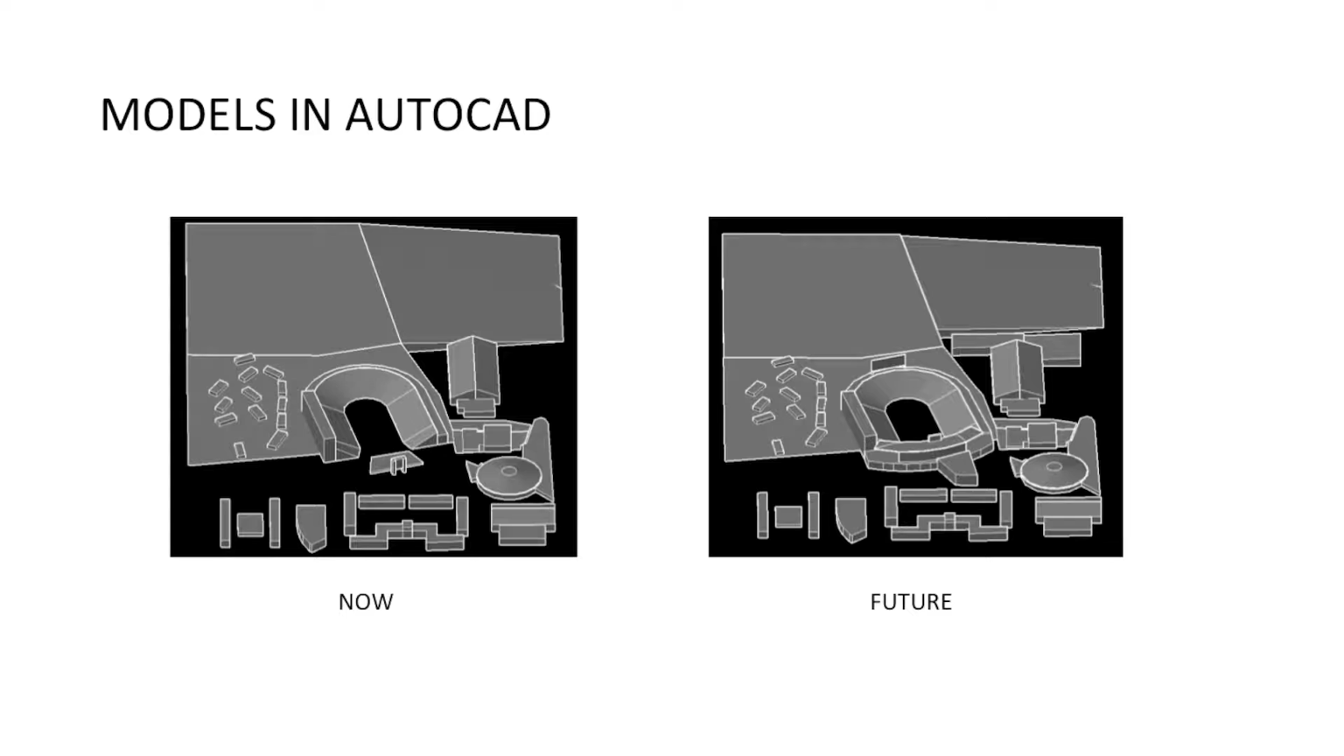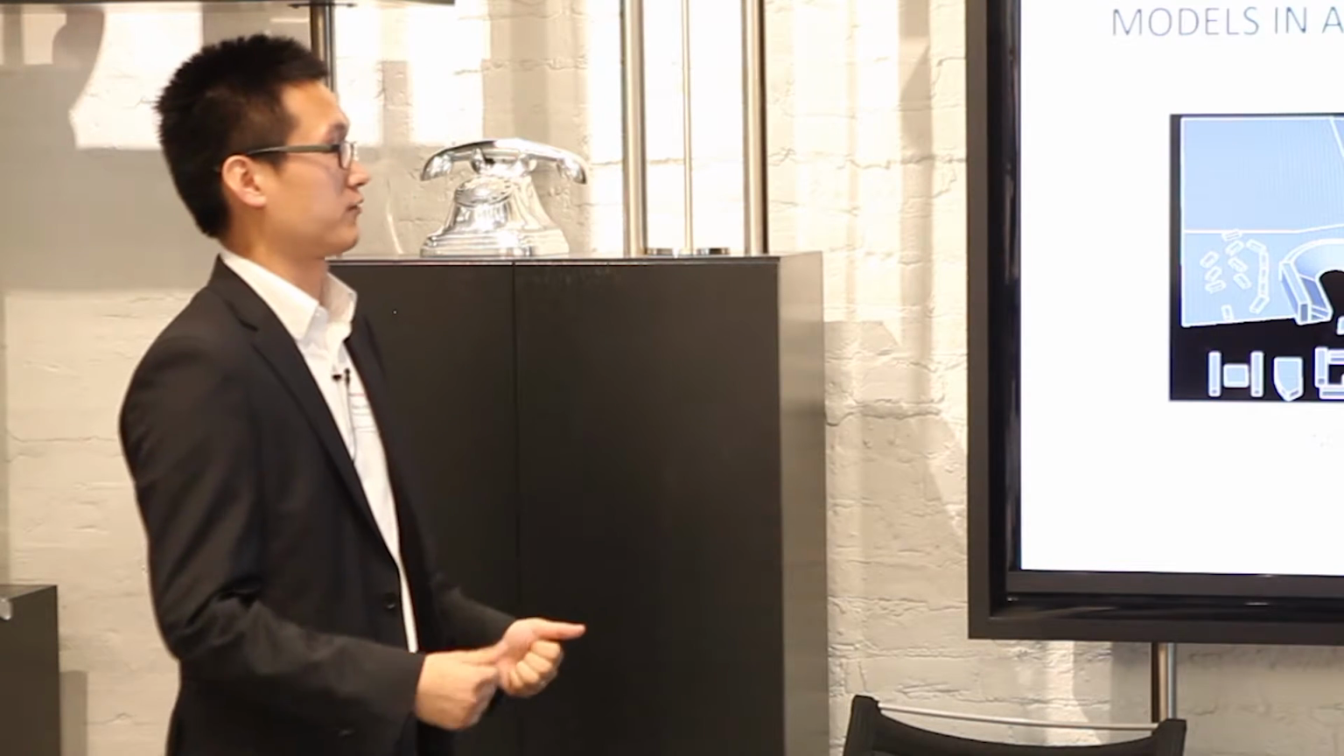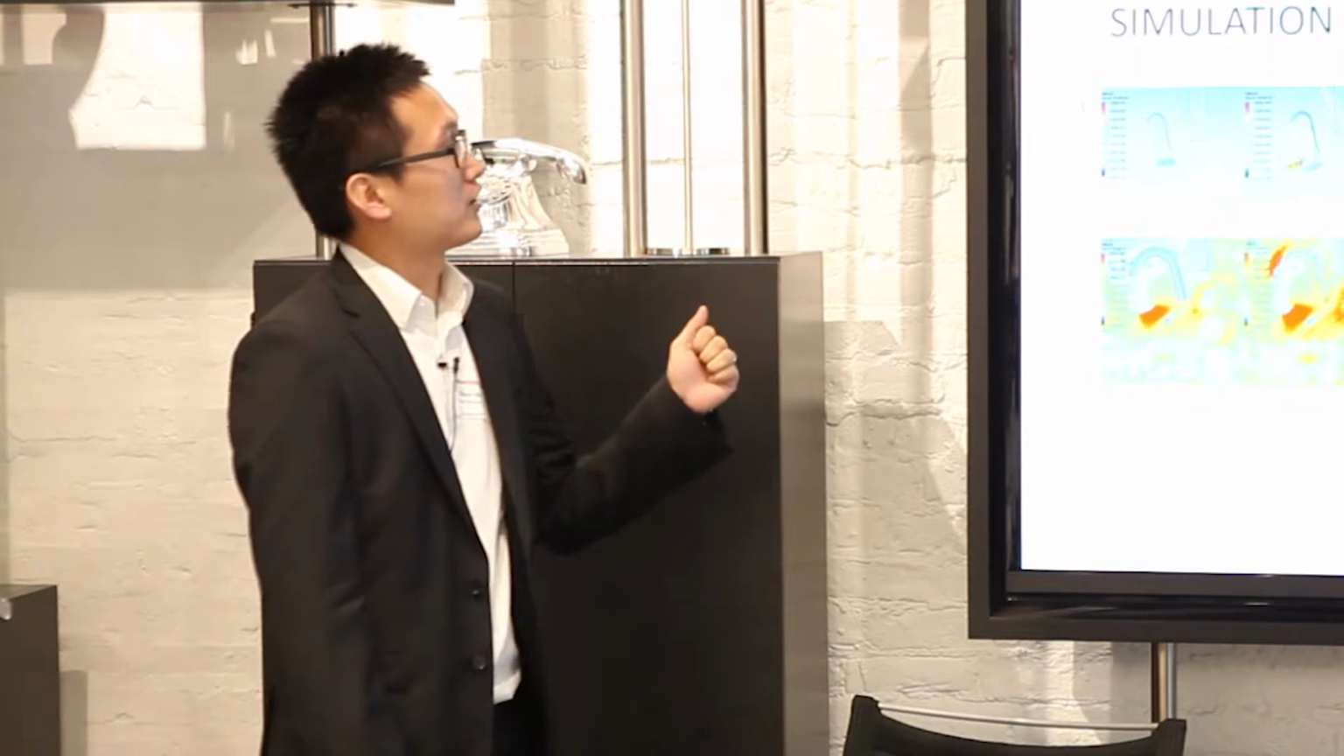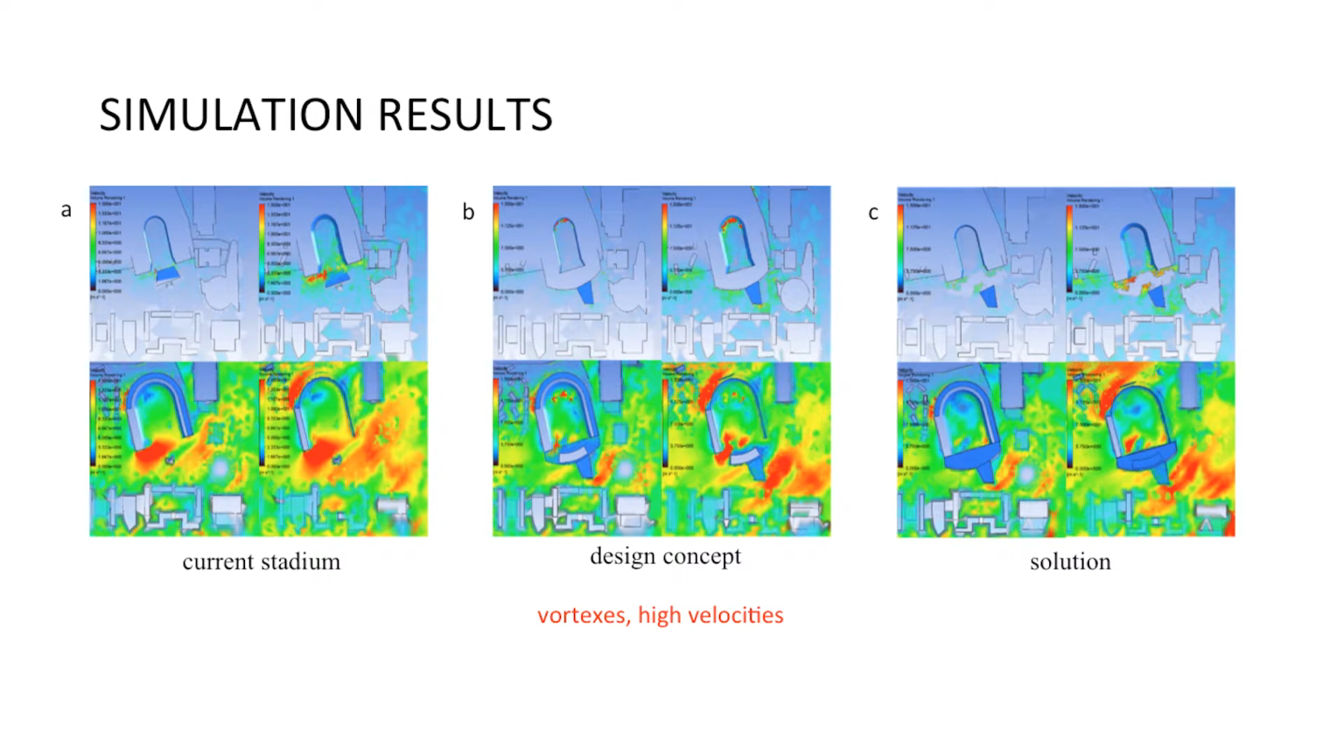Here's how the model looks in AutoCAD. It strictly follows the design concept, including the dimensions, surrounding buildings, even the topography. It's all in this 3D model. AutoCAD is a great software for building this model. Here is the simulation result. Comparing the current stadium, the design concept, and the solution, we found some problems like vortexes and high velocities in the design concept, which is not good for a stadium, and they don't like it.